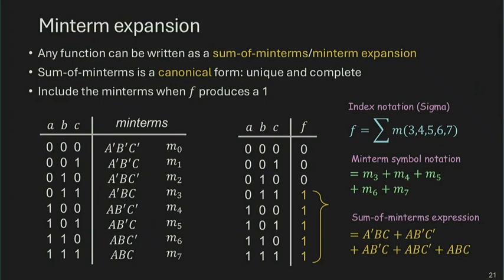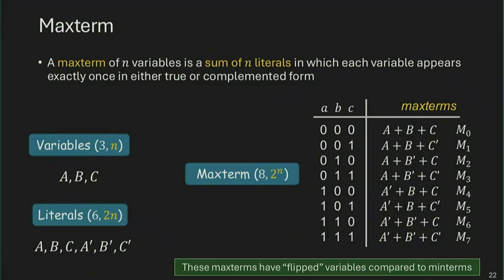All right. And because of this duality, if there's a minterm, we also have a maxterm. And maxterm is like the opposite of minterm. Minterm uses products to describe ones in your function. Maxterm uses sum terms to describe zeros in your function. Again, with 3 variables, you have 6 possible literals, and there could be 2 to the n, so 2 to the 3, 8 different maxterms. Each maxterm is a sum term, a summation of some literals.